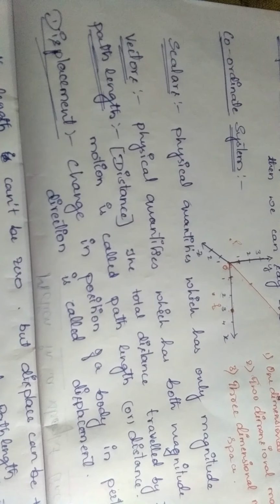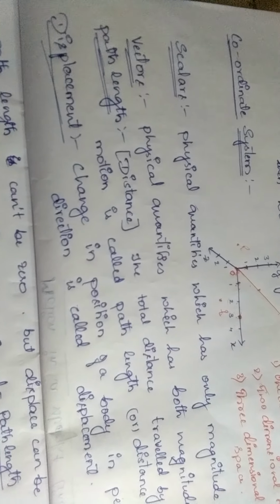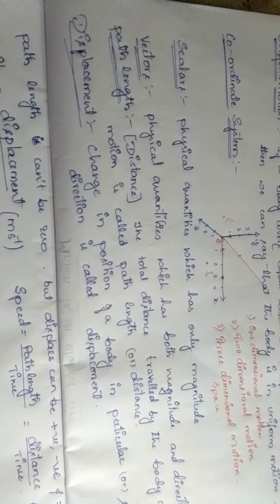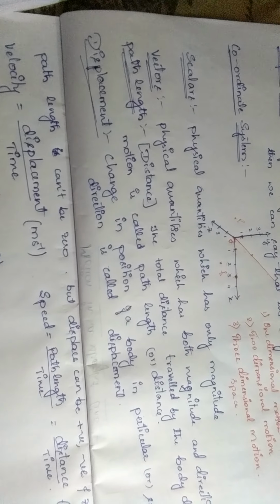That quantity we call a scalar quantity. If the quantity has both magnitude and direction, meaning any quantity that has size and also direction of motion, that we call vector quantities.